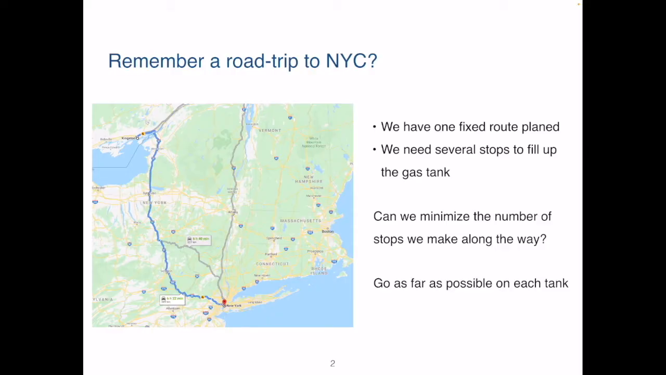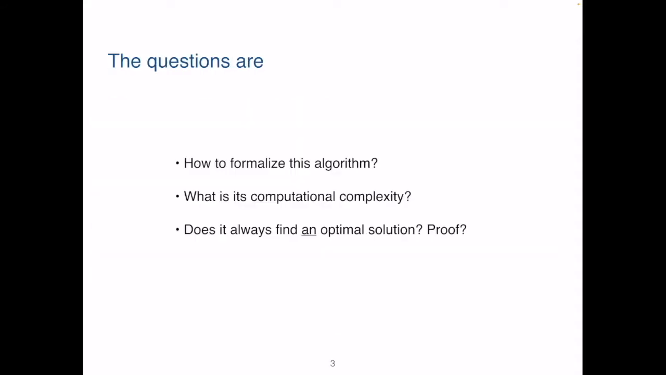The intuitive solution we have, perhaps, is to go as far as possible on each tank. That is, we only stop at a service station if and only if we cannot make it to the next one. Does this give us the optimal solution? It turns out that in this case, our intuition can be trusted. This is the right solution. Now the questions are, how can we write an algorithm to formalize this idea? Is this an efficient algorithm? Does it always find an optimal solution? Can we prove it? Next, we'll get to these questions one by one.